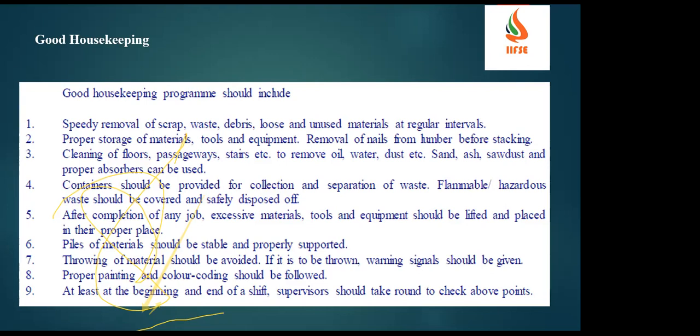And containers should be provided for the collection and separation of waste, and flammable hazardous waste should be covered and safely disposed. Container in the sense, waste bins. We have to provide sufficient and proper waste bins for collection and segregation of waste, and also we need to ensure that the identified hazardous waste is collected and disposed as per the requirement. And after completion of any job, excess materials, tools and equipment should be lifted and placed in their proper place.